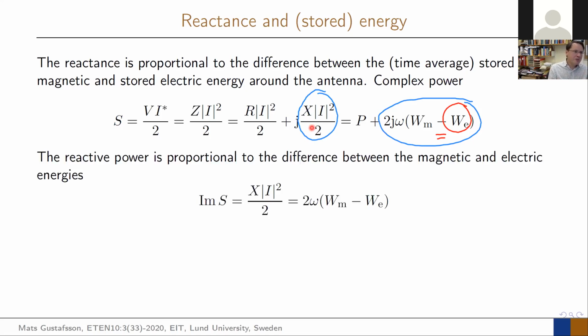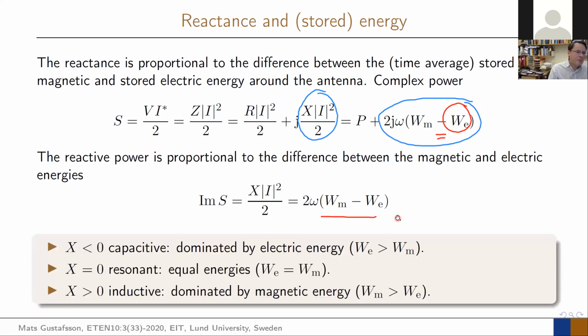As I mentioned there, the reactive power is then proportional just to this difference that sits there. So that is the reactance as we have in an antenna, now of course normalized with the current also. X negative: capacitive, dominated by electric energy. Resonance, the important case: equal amounts of electric and magnetic energy. And inductive: a lot of magnetic energy around your antenna. So at least it can give us some picture of what's happening in these cases.